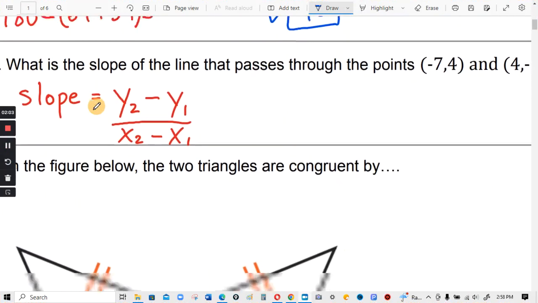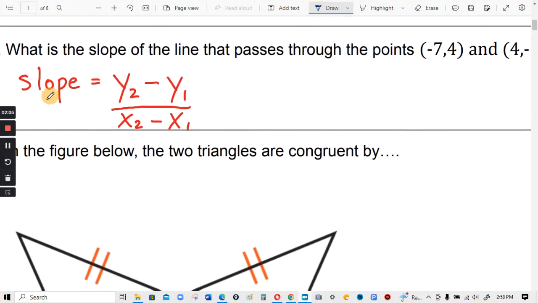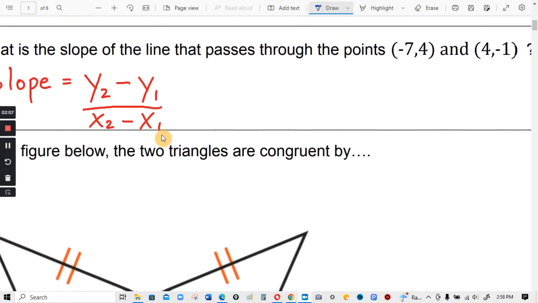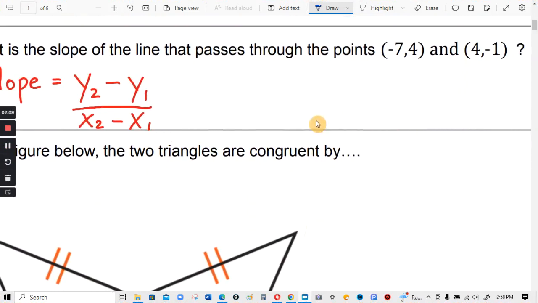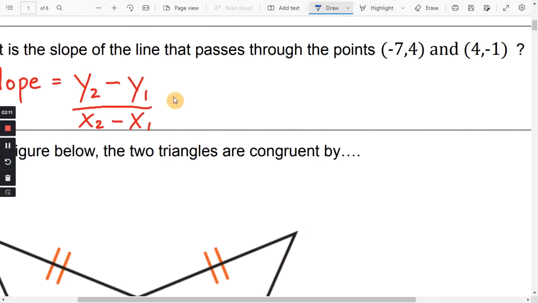26, what is the slope of the line? Slope is change in y over change in x. You want to subtract both of them going the same way. So the y's we'll do first. I'm going to do 4 minus -1. And the x's, same thing. -7 minus 4.